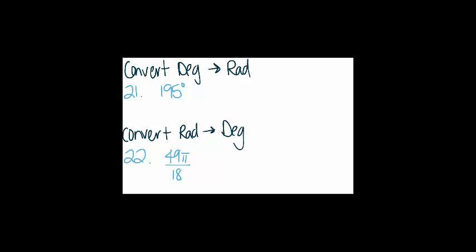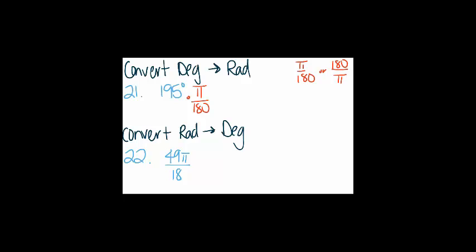All right, converting back and forth, 21 and 22. It just depends on which form you're wanting, what you multiply by. We either multiply by pi over 180 or 180 over pi, and it has to do with what you're trying to get. 21, I'm trying to get it into radians, so I'm going to multiply. I need a pi to show up, so I need a pi to be up top.